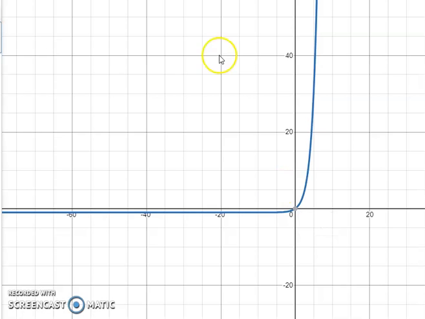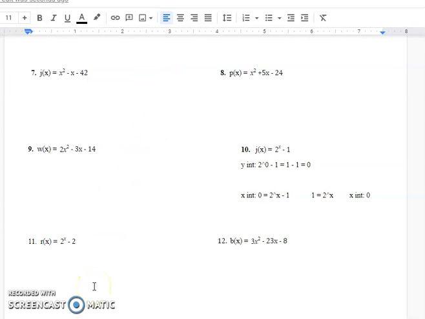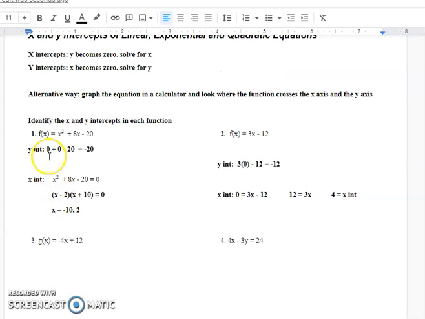That should be enough information for you to do well on this. Again, if you're solving for the x-intercepts of quadratic equations, you have to factor. Or you can just graph it, and it'll show you the answers.